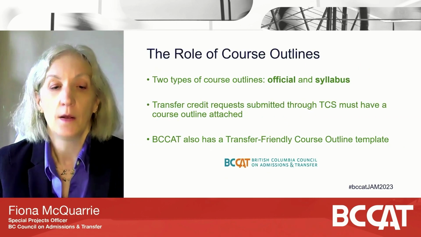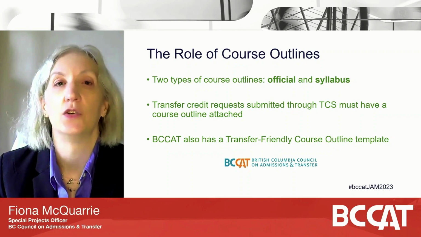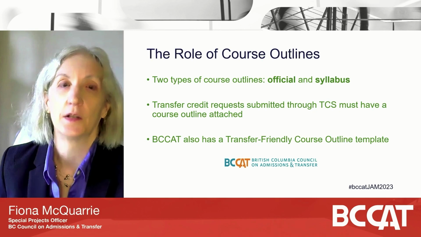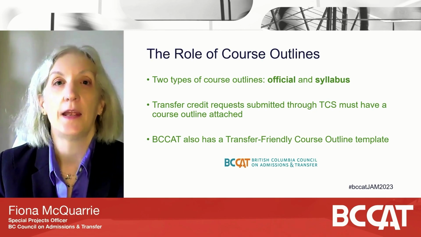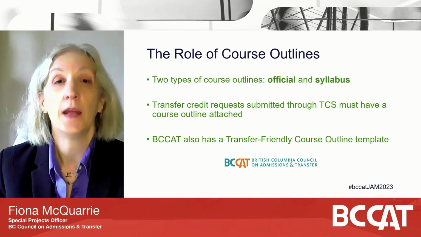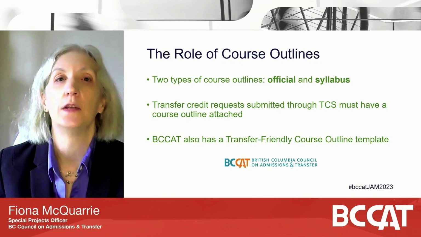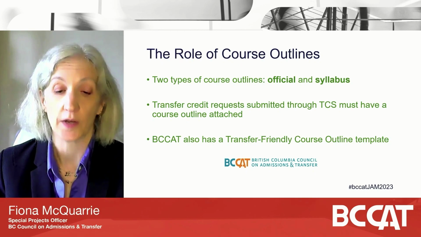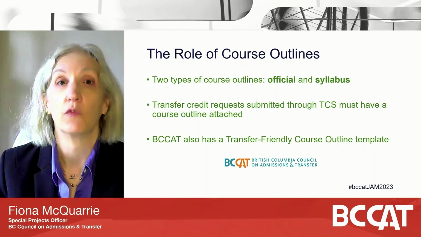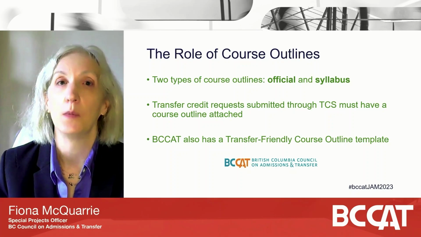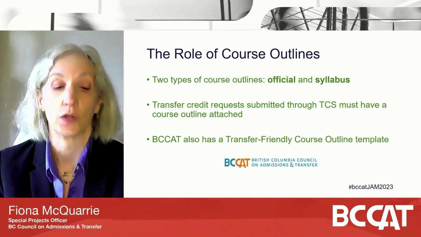Okay, so in most post-secondary institutions, there's two kinds of course outlines. There are the official course outline and the syllabus. The official course outline is the outline that's developed usually when a course is started. It's developed by the faculty member or the department head, and it's the document representing the course that goes through the institution's internal approval process. And if a course is revised, the official course outline is also used when the approval is given for the revised version of the course.